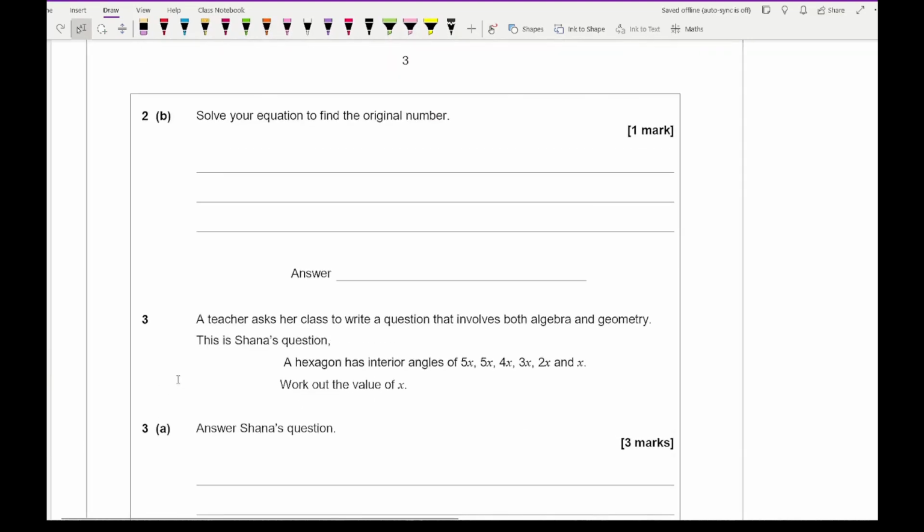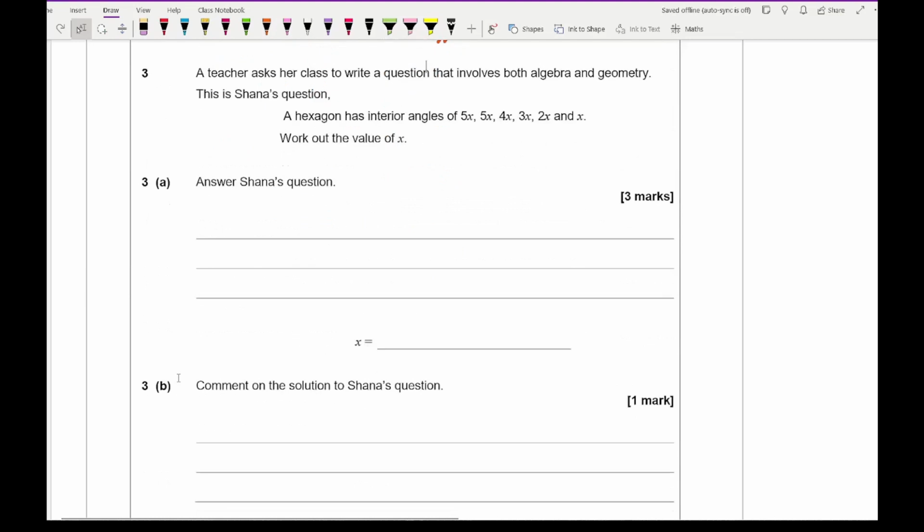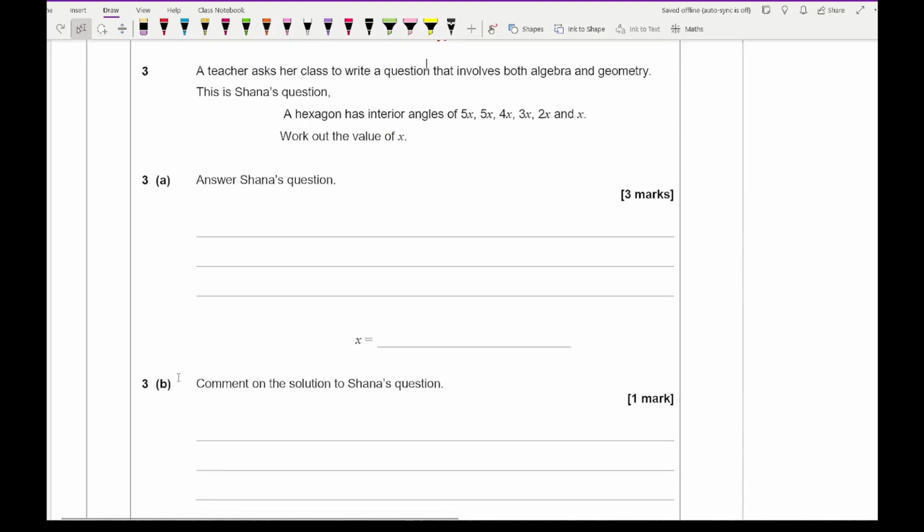Moving on to question 2b, it says solve the equation to find the original number. So for this, what I had to do was 2n plus 1 equals 4n. So when I've got n's on both sides, I want to take them all onto one side. So I've got 1 equals 2n. So therefore, n equals a half. So it's 0.5.